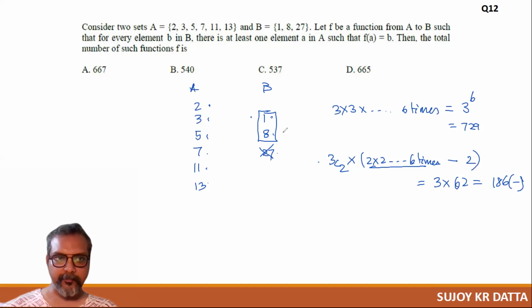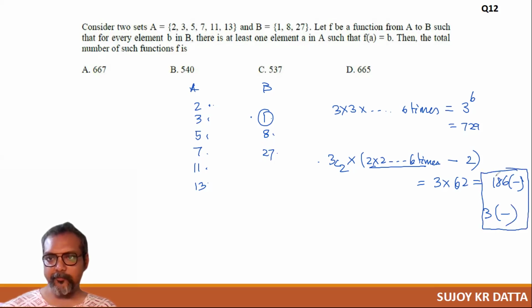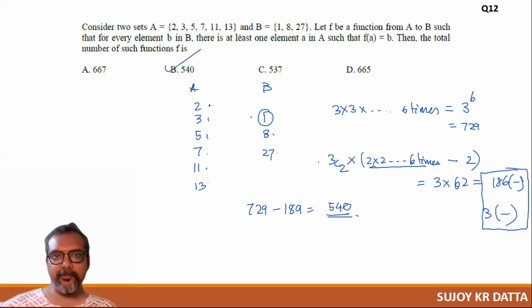And where only 1 is used, that means 2 of them are empty. So let us say we have only used 1, so all of them are linked to 1. That's one case. Then all of them could be linked to 8, that's another case. And then all of them could be linked to 27, that's another case. So there are 3 more cases which we need to remove. The other 2 are empty, they are not assigned. So how many cases do we need to remove? Total 189 cases have to be removed. So your answer is 729 total minus 189. That will give you 540 possible scenarios. So 540 functions, second option.